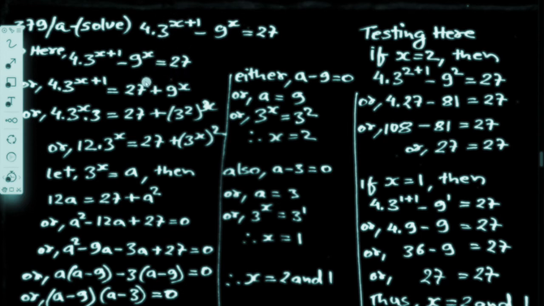As usual, the question is written here: 4 into 3 power x plus 1. Now this minus should be changed, giving 27 plus 9 power x. Or 4 into 3 power x into 3 equals 27 plus 3 square whole power x. Or 4 into 3, 12, into 3 power x equals 27 plus 3 power x all square. Now this is our certain sum, and to make this simpler, we should replace this 3 power x as a.